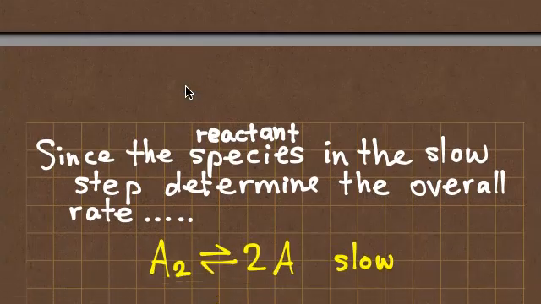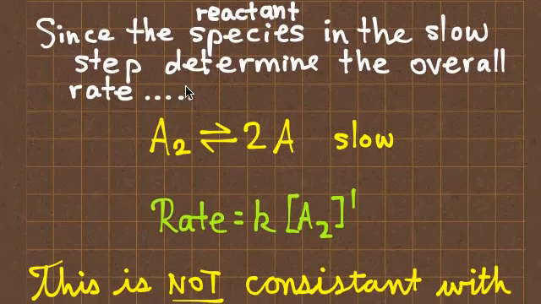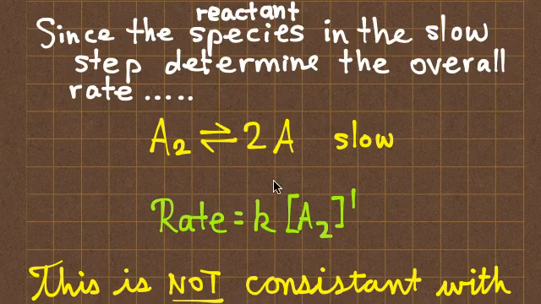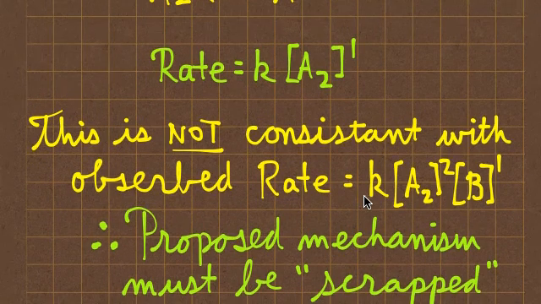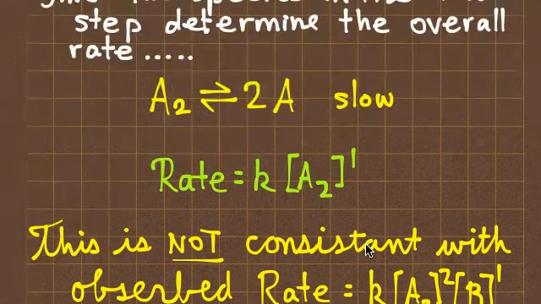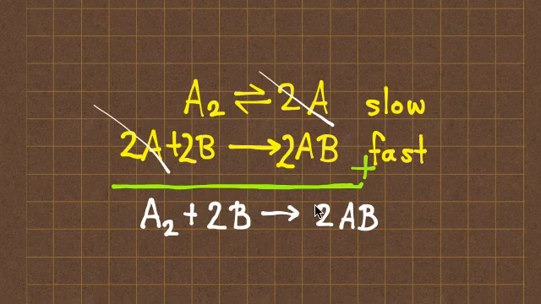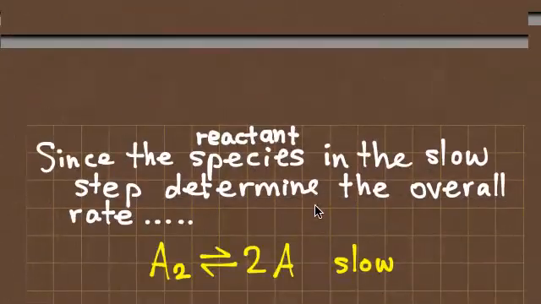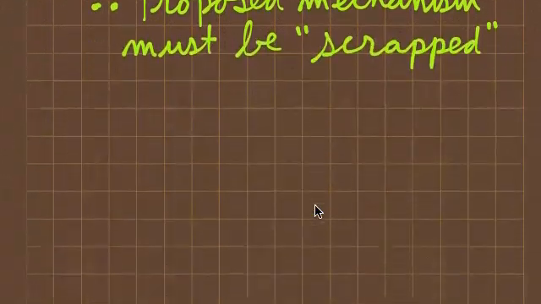I said since the reactant species in the slow step determine the overall rate, and that's a slow step, I would write A2 to the first power. But lo and behold, that's not jibing with what we said a little while ago, that I had A to the second power and B to the first. So we better scrap that mechanism. These steps that we were looking at, there must be something wrong with them, or it must be more complicated than just that. So the observation kind of governs our theory.